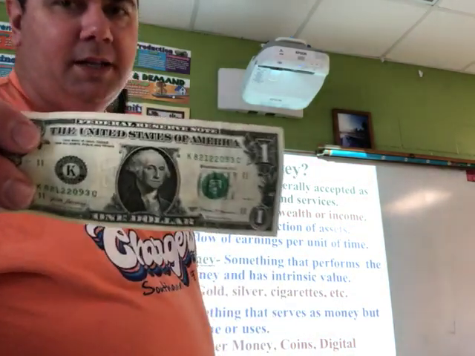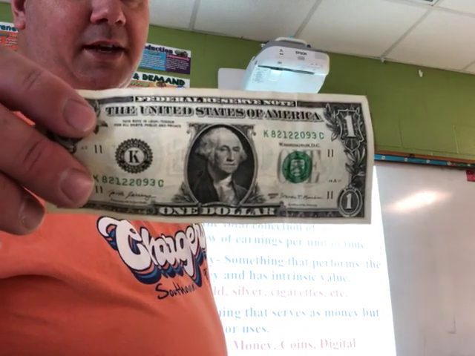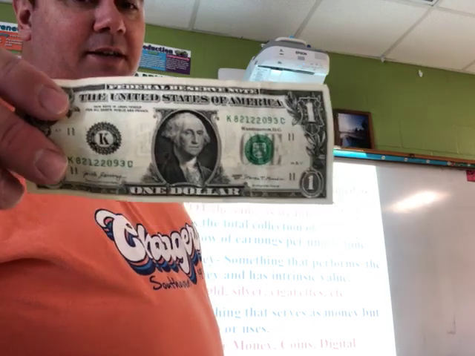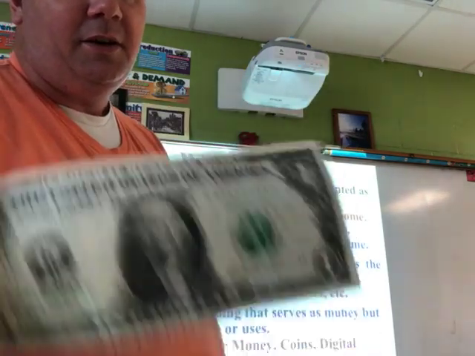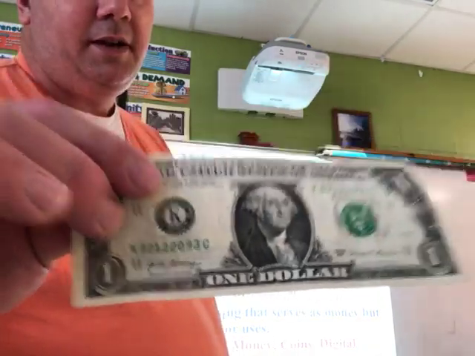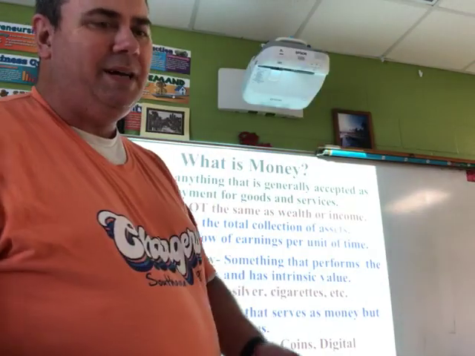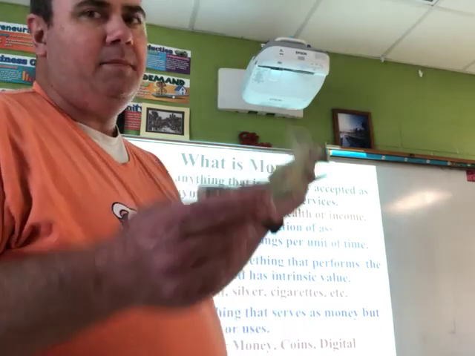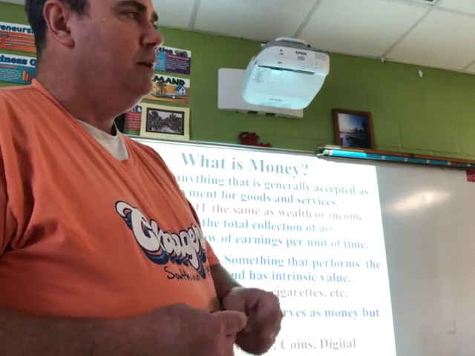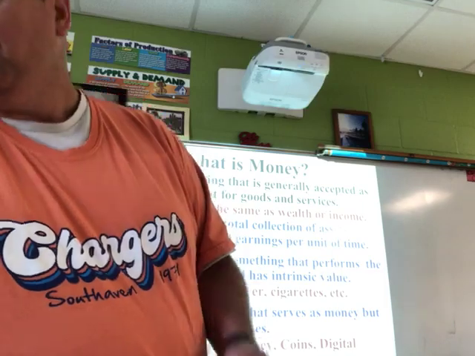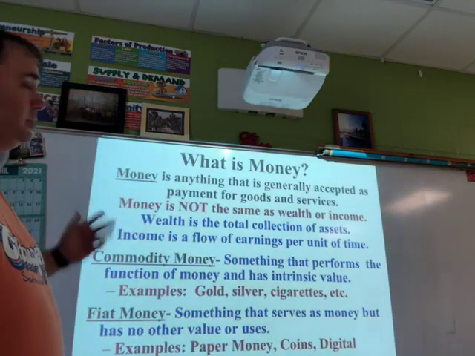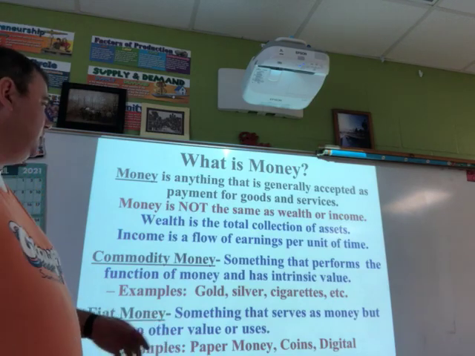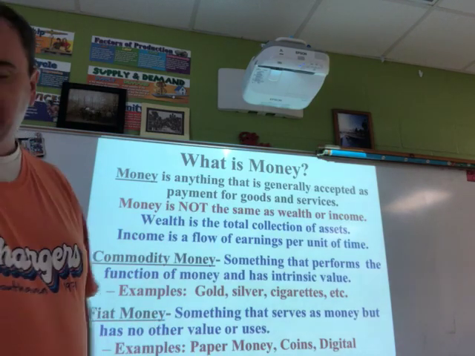If you look at this, it says Federal Reserve note. It also says this is legal tender for all debts, public and private, right there. So it only has value because the government says it does. That's it. Other than that, I could light a fire with it, but I won't because I'm cheap. Those are the types of money, and you need to know that because they may ask you something about commodity money versus fiat money.